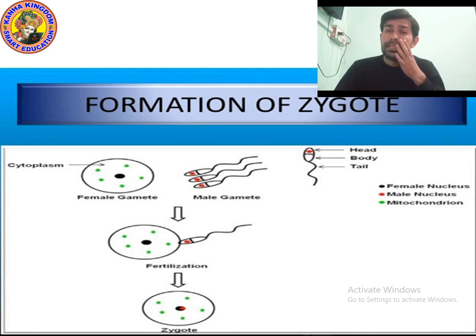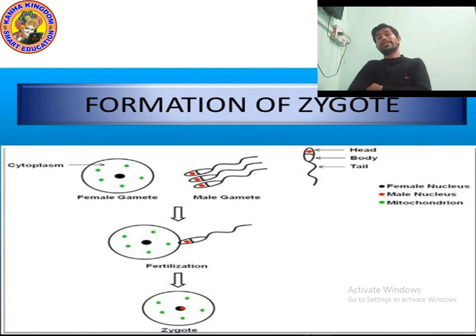Because the zygote contains DNA, it provides the genetic information. Genetic information is the information which forms the new individual. So I hope you understood about zygote.